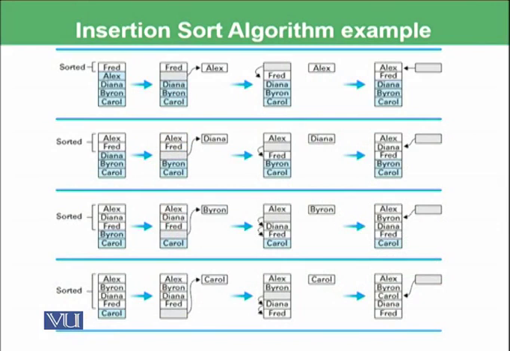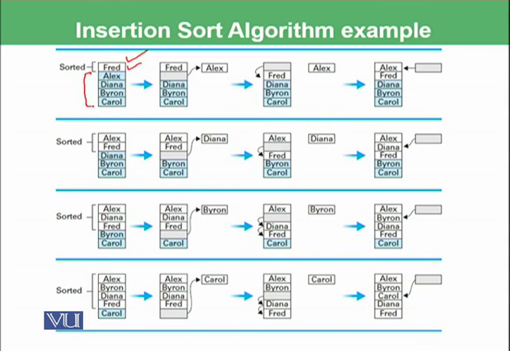We have the list Fred, Alex, Diana, Byron, and Carol. So we are at the moment here. To read this picture, anything displayed with a white background is sorted, and anything with a blue background is unsorted. So at first, the topmost element is sorted with a white background, and the rest is unsorted. Similarly, you will see it in all of the next iterations.